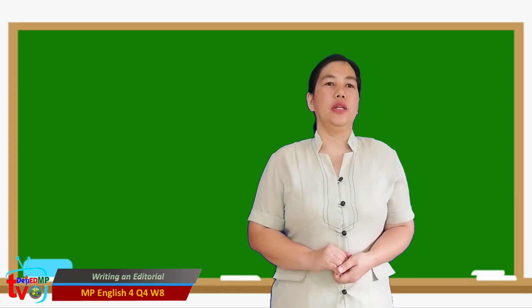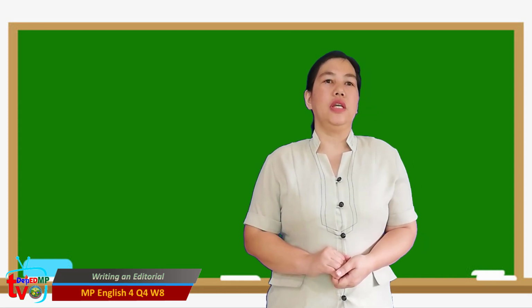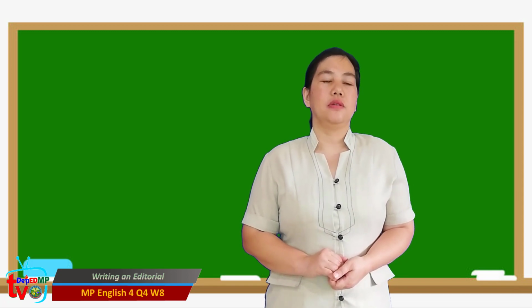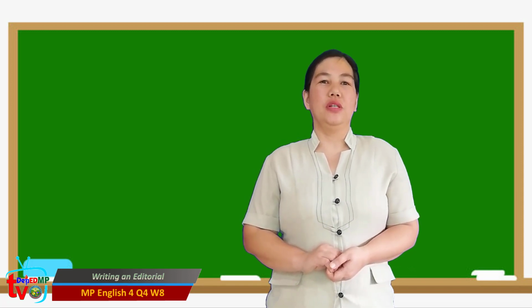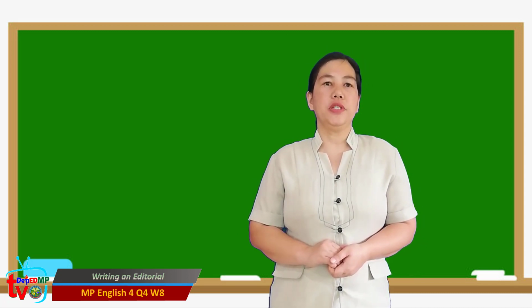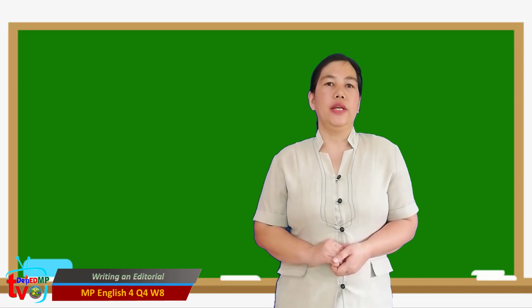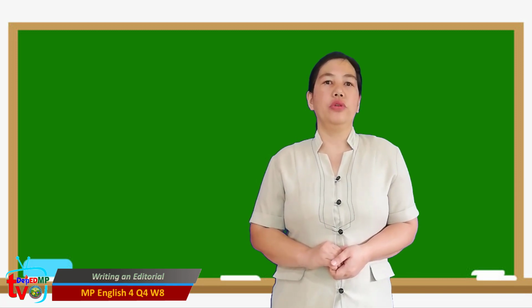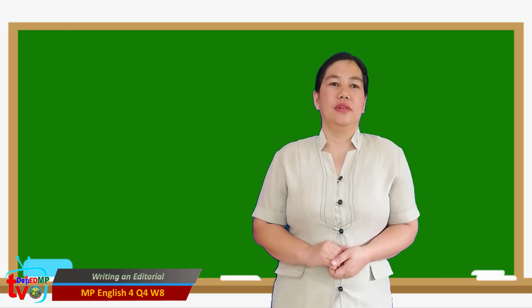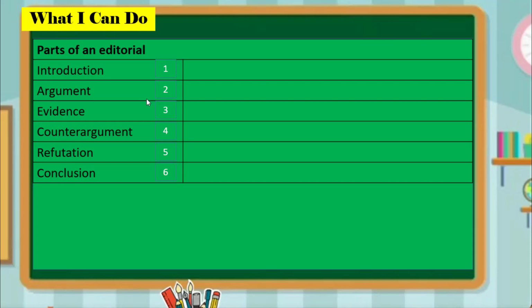We are now in what I can do. Before you start the activity, may I ask you, do you have gadgets like cell phones or tablets? How much time do you spend playing with your gadgets? Do you know that too much use of gadgets harms you? Now, fill in the following table to write your own editorial. One sentence is enough. The parts of an editorial: the introduction, the argument, the evidence, counter-argument, refutation, and conclusion.